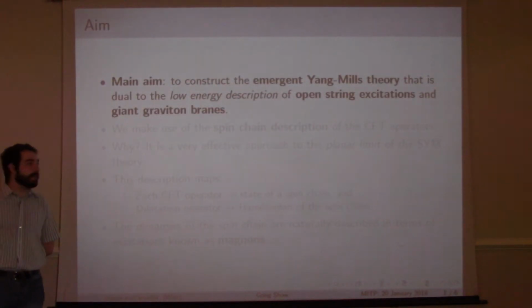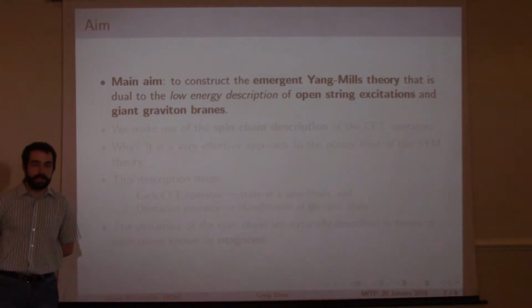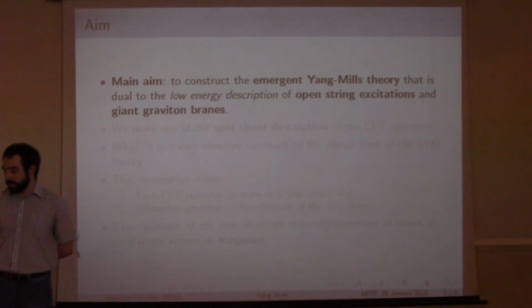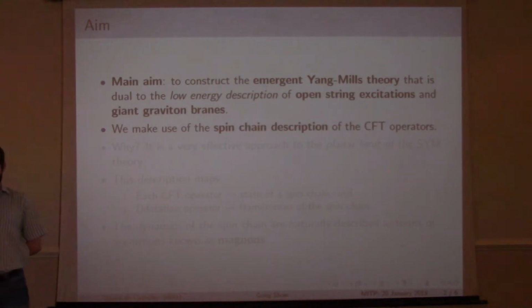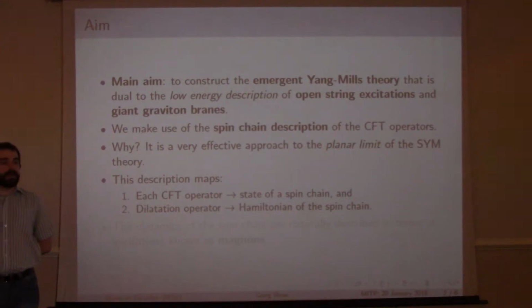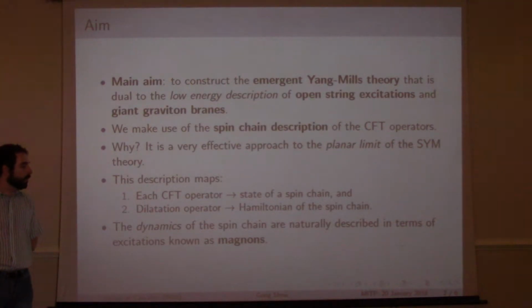So, what is the main aim? It is to construct this emergent Yang-Mills theory that is due to the low energy description of open string excitations on giant graviton branes. And we make use of the spin chain description of the CFT operators. Why would we do that? It's a very effective approach to the planar limit of super Yang-Mills theory. This description maps each CFT operator to a state of a spin chain and the dilatation operator to the Hamiltonian of the spin chain. And the dynamics of the spin chain are naturally described in terms of excitations, known as magnons.